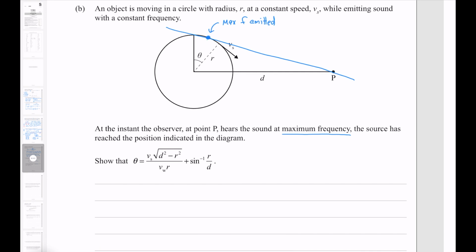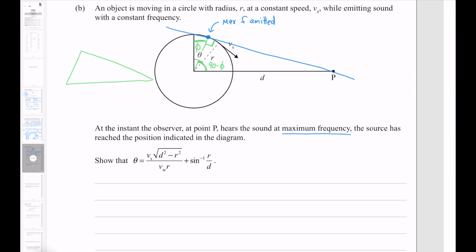Now if we draw a line to the center of our circle here, the line to the center and the line tangent is going to form a right angle. So you might see here that we have a right angle triangle, which is usually quite handy. Now I'm going to call this angle here phi, which means that this angle here is 90 minus phi. So let me bring that triangle out to the side. And let's call the distance that the wave has to travel to get to point P capital D.